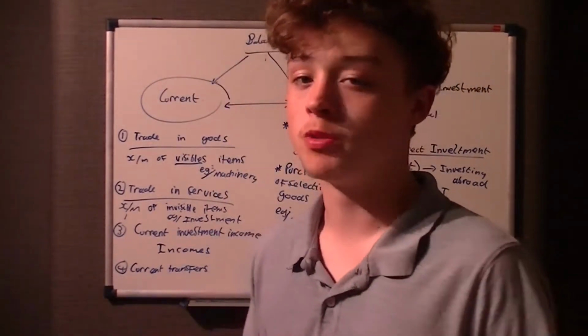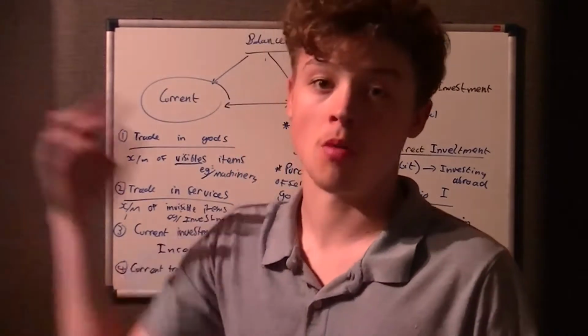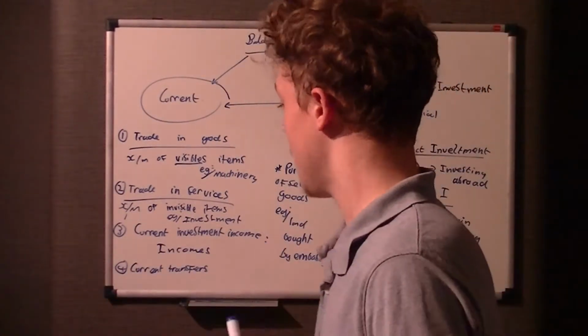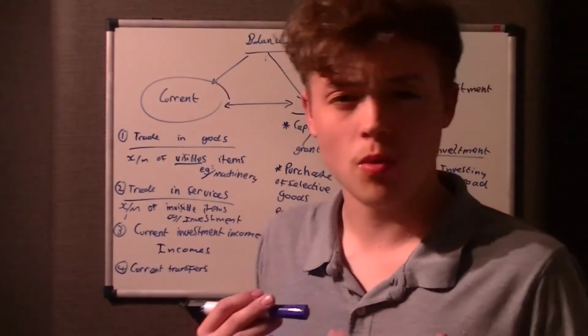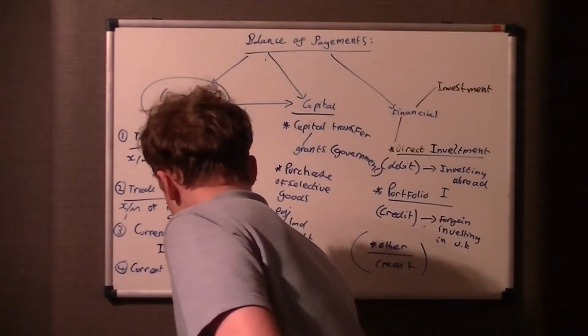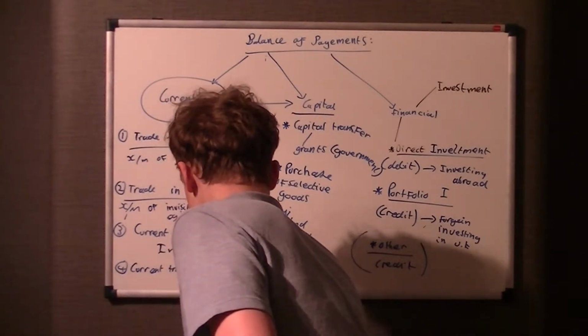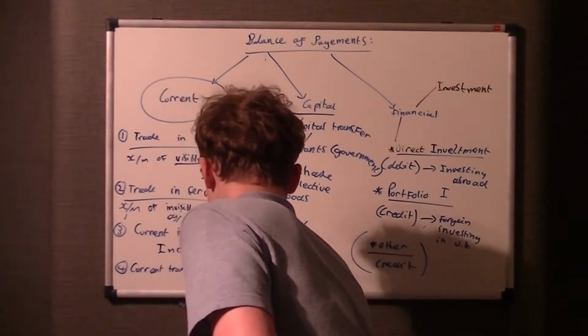It measures the incomes in terms of sending them abroad or bringing them into the UK, which we mentioned before. So that's incomes. Current transfers, that's where it's basically about government grants, that one. So I'll just put government grants.